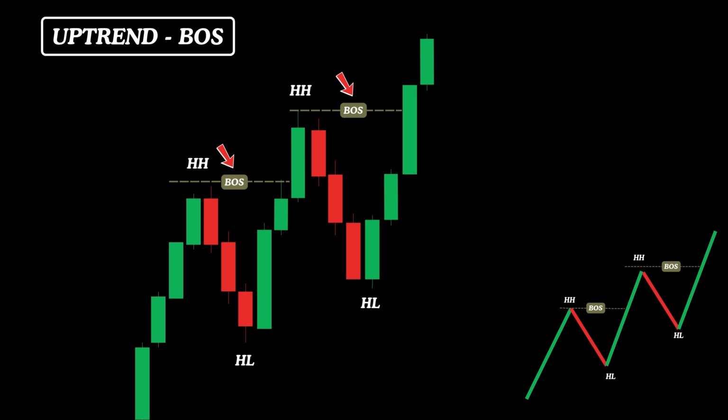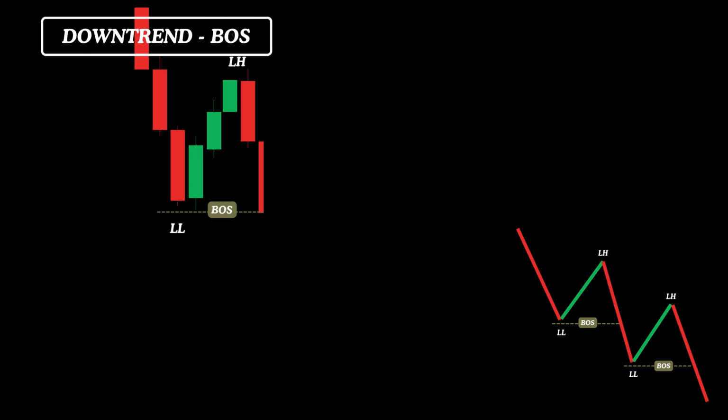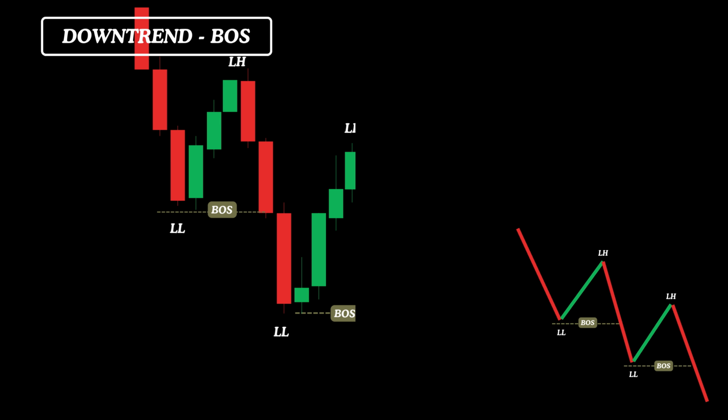The previous high is taken out, and a new high is established, showing that buyers are in control and the uptrend remains intact. Conversely, in a downtrend, the price creates lower lows and lower highs. When the price breaks below its previous swing low, that event also represents a break of structure. This means the market has established a new bearish structure. The prior low has been broken, and a fresh lower low has formed, indicating that sellers dominate and the downtrend continues.